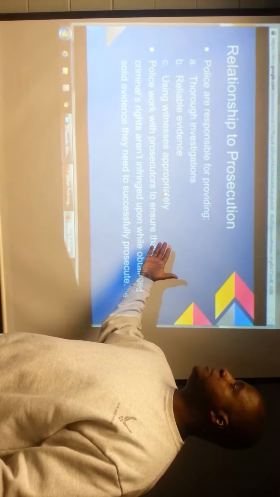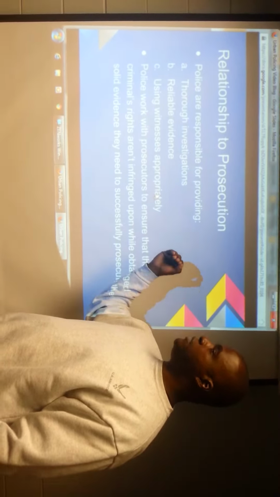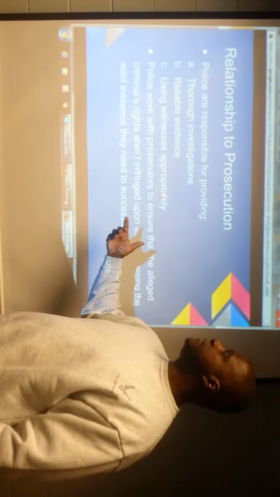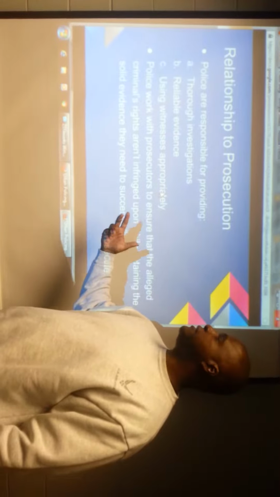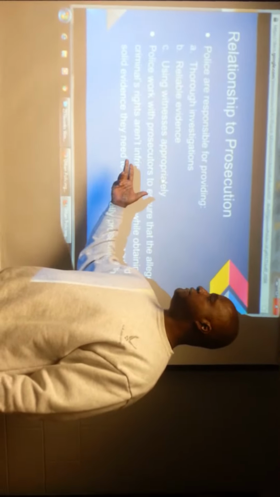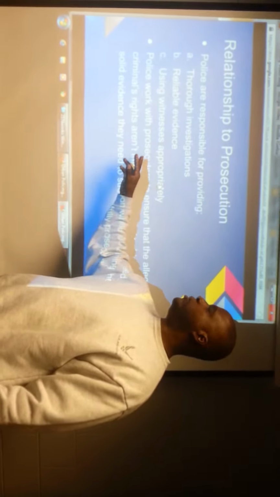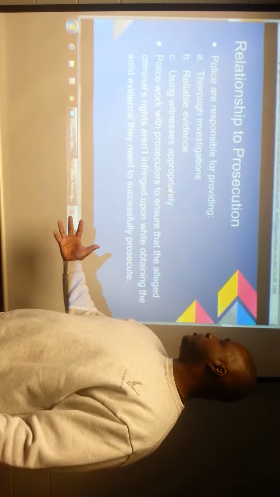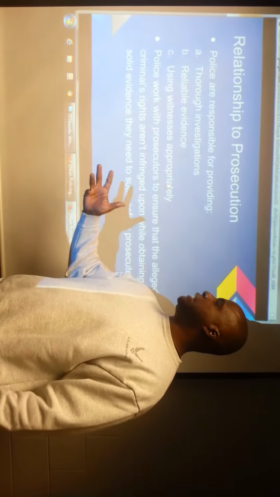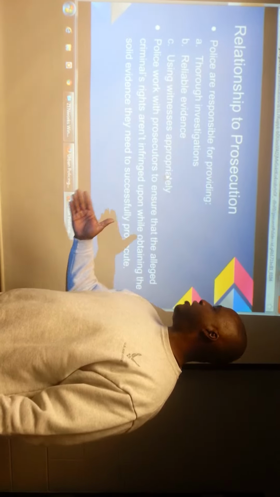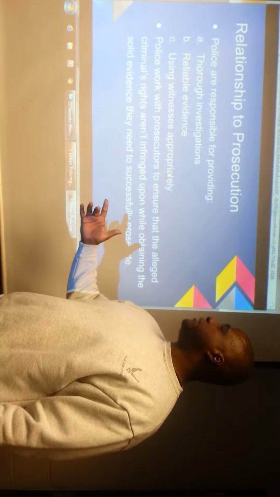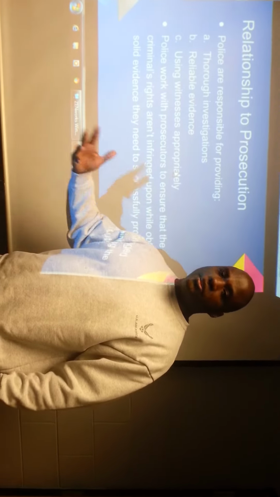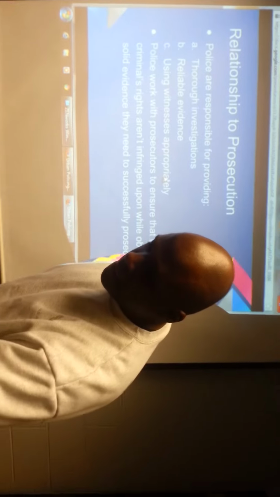Relationship to prosecution. In regards to urban policing, the police are responsible for providing thorough investigation, reliable evidence, and using witnesses appropriately. Police work with prosecutors to ensure that alleged criminals' rights aren't infringed upon when obtaining the solid evidence they need to successfully prosecute criminals.